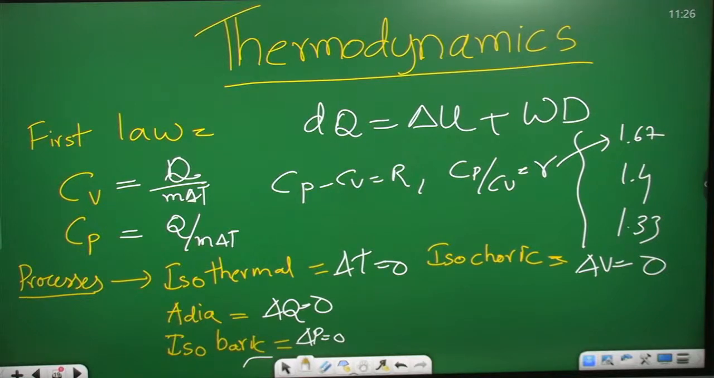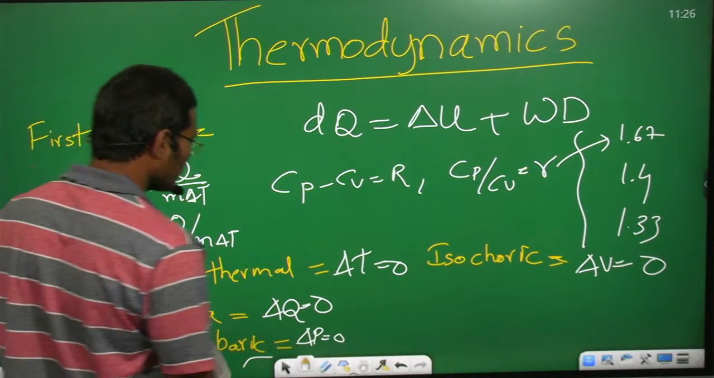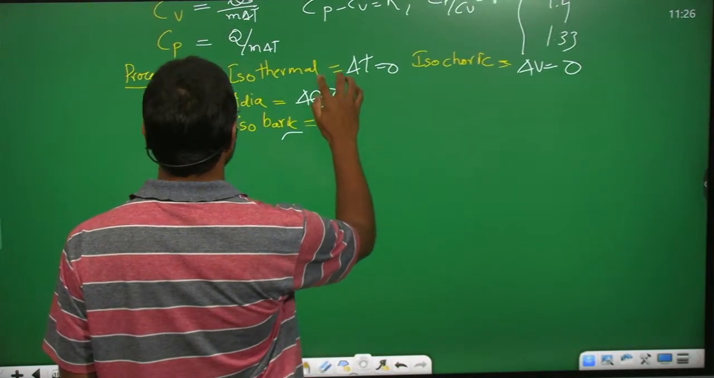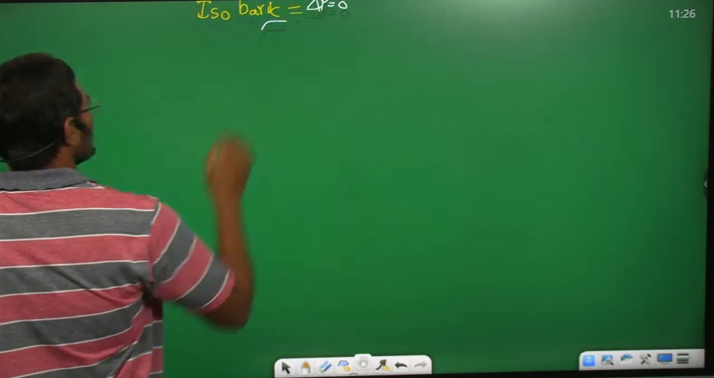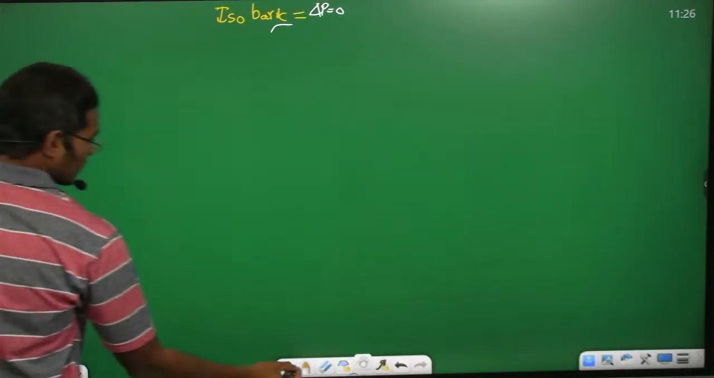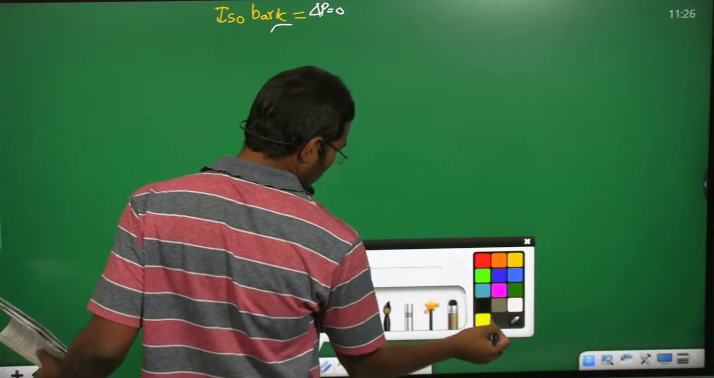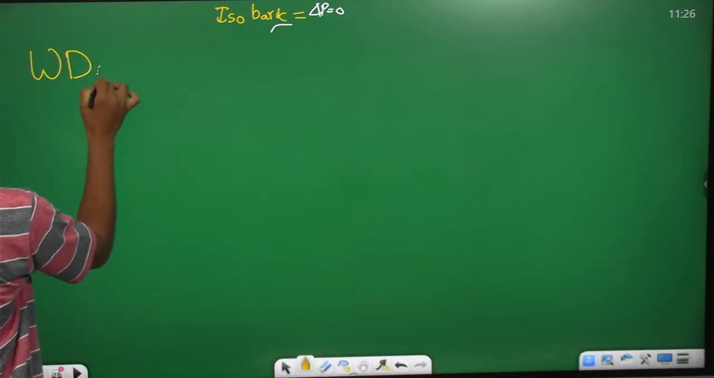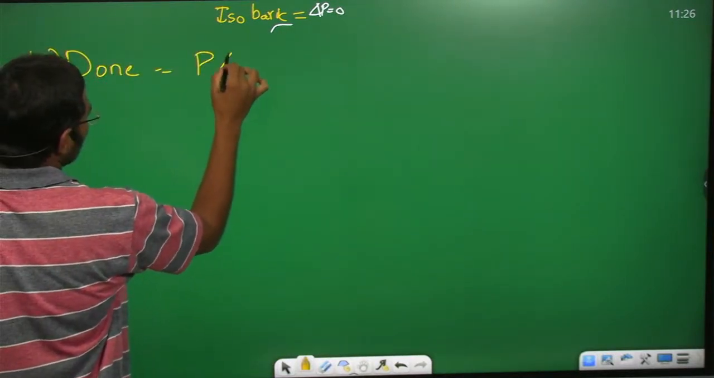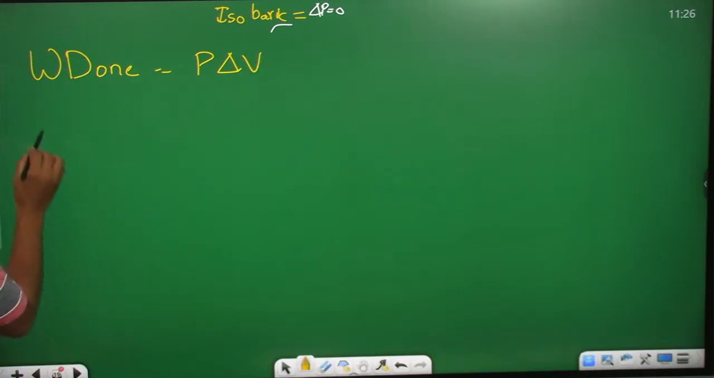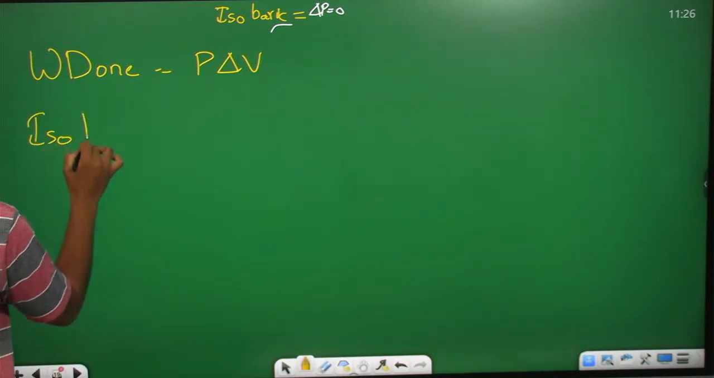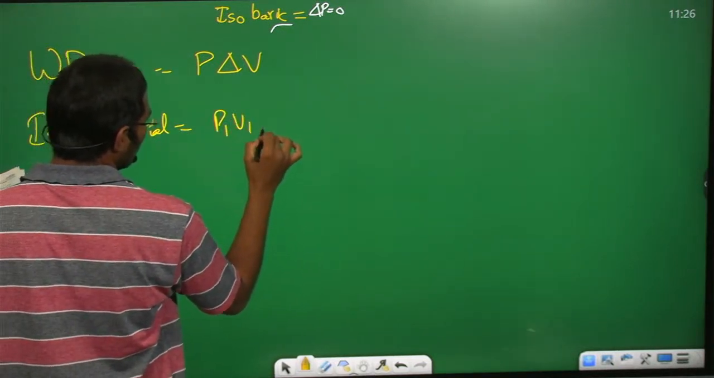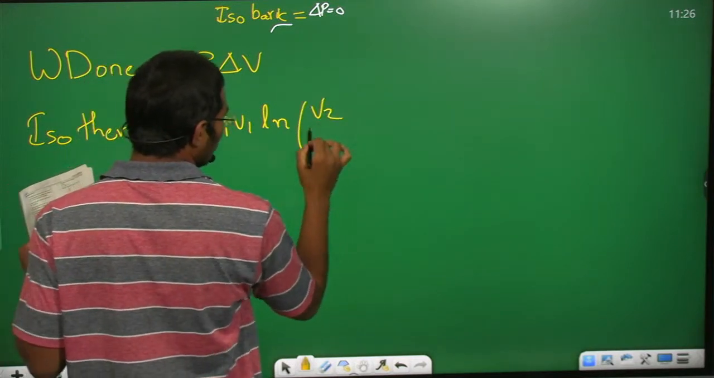Come on. So now let us try to write the formulas for work done for the isothermal, adiabatic, isochoric process. Okay. So work done. What is work done? P delta V, right? So for isothermal, what is work done? P1 V1 ln V2 by V1.